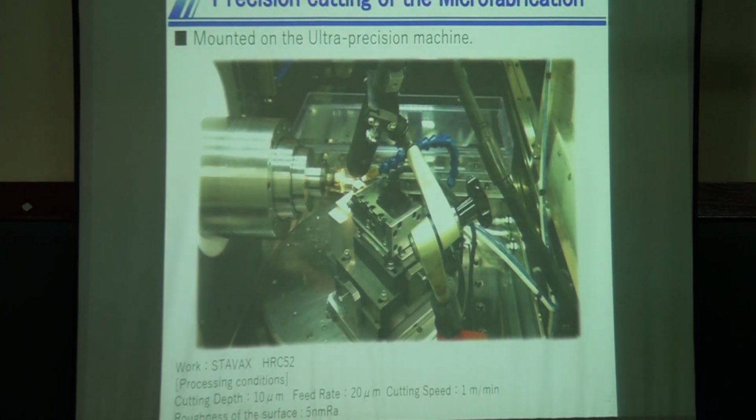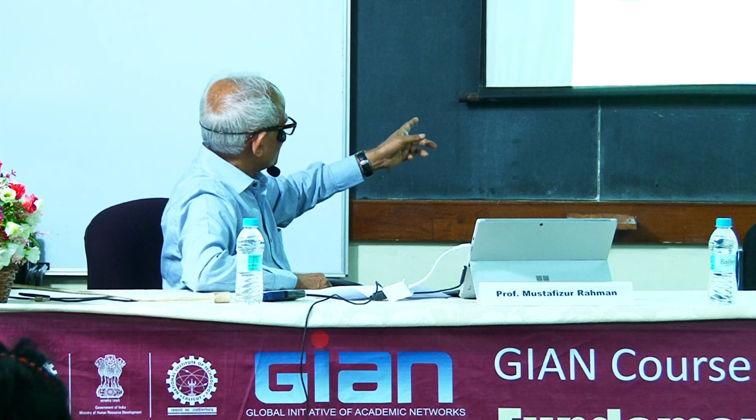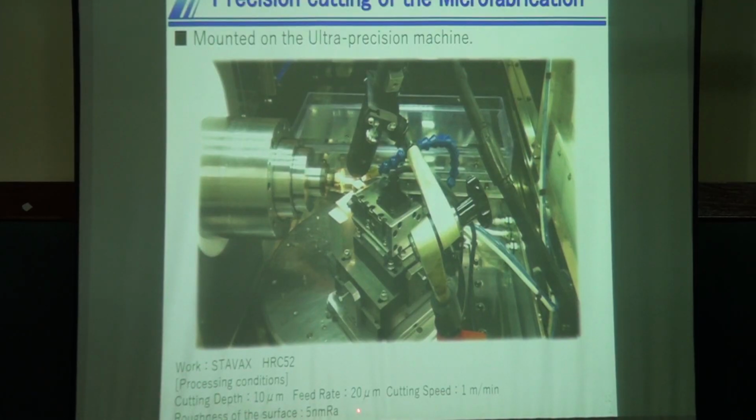This is the device, and it is cutting stainless steel. Processing conditions: cutting depth is 10 micron, feed rate 20 micron, and cutting speed is 1 meter per minute. Roughness of the surface is 5 nano. So you can see you can machine steel.